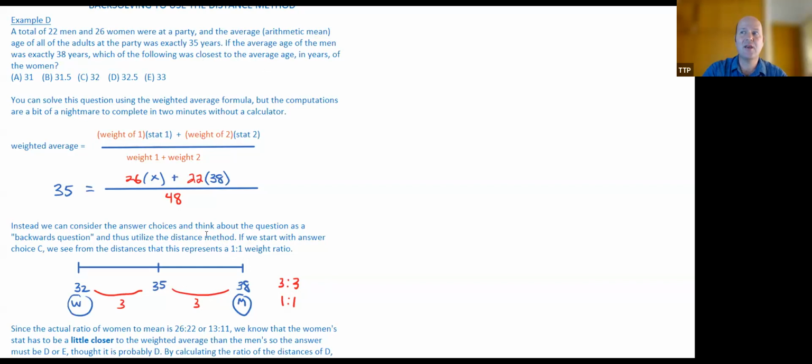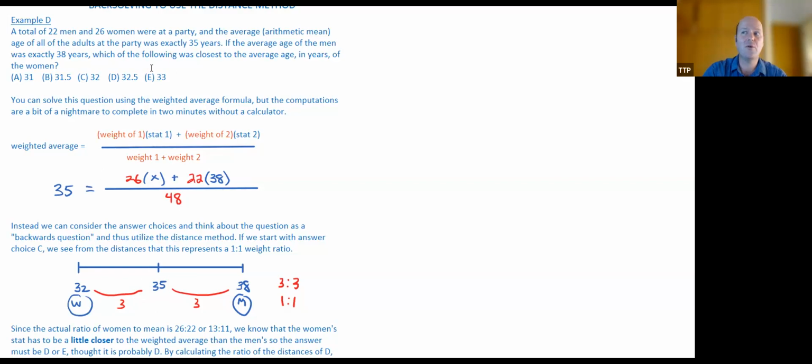The fact that the women are more numerous than the men, 26 women, 22 men, means that we would want the women to be closer to the weighted average or farther away. What do you guys think? Closer. Closer, that's what we learned, right? And so our answer should be bigger than 32 or smaller than 32? Bigger. Bigger, that's right, Jacqueline, because if it's bigger than 32, the distance from 35 will be smaller, and that's what we want. We want a smaller distance.